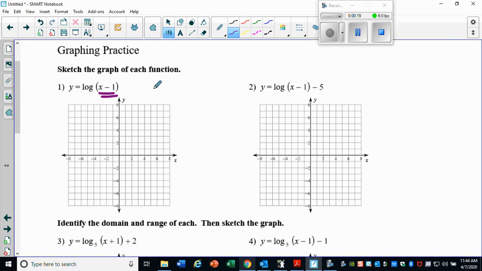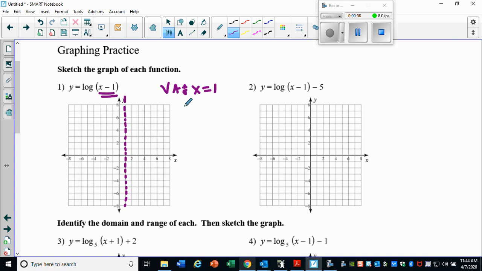Start out by finding your vertical asymptote. So in this case, your vertical asymptote is x equals 1. You're going to set what is inside of there equal to 0. I always draw that first, so I know that my graph is either going to be on the right or on the left of it.